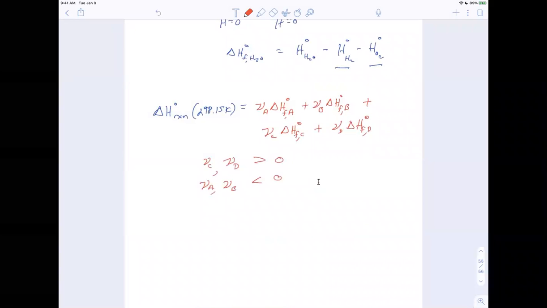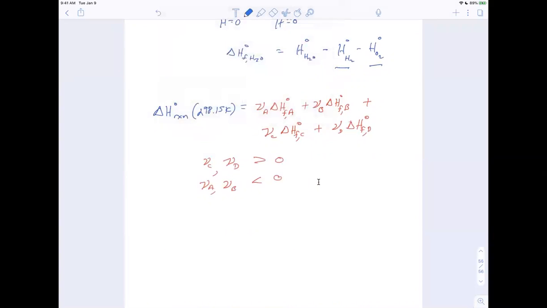Okay, so it turns out then that delta H reaction at 298.15 Kelvin will be nu sub C times delta H formation of C plus nu sub D delta H formation of D minus whatever we have as nu sub A. So we have to use the absolute values, okay, times delta H formation of A minus nu sub B times delta H formation of B.